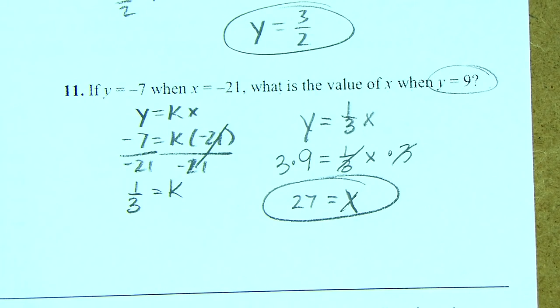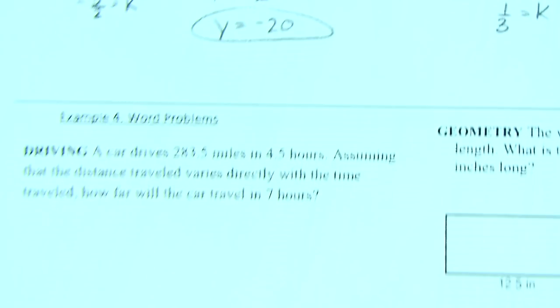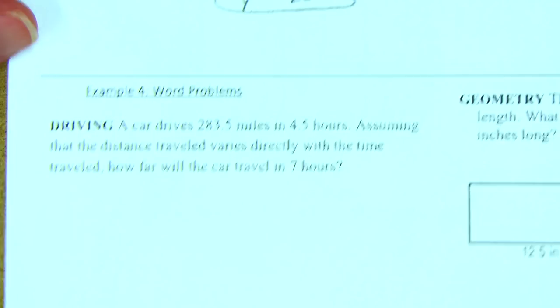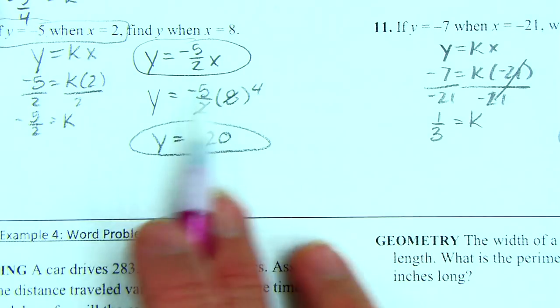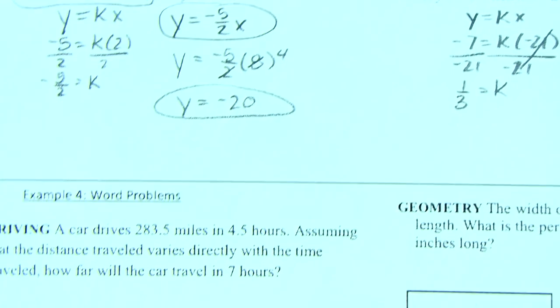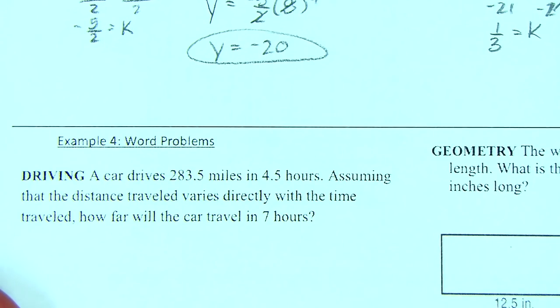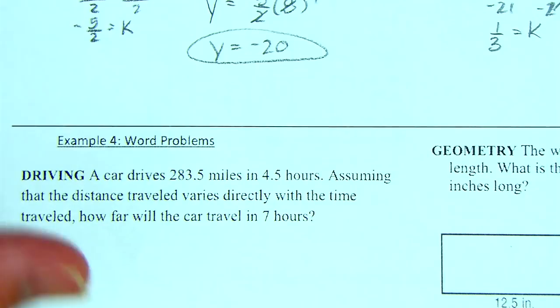Okay? With our word problems, you can honestly solve these word problems with a proportion. I do not care. But I want you to be able to write that direct variation up there too. So that's how I'm going to choose to solve these. Okay, a car drives 283.5 miles in 4.5 hours. Assume the distance varies directly with the time. How far will the car travel in 7 hours?